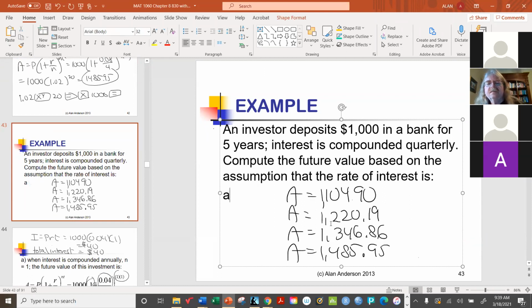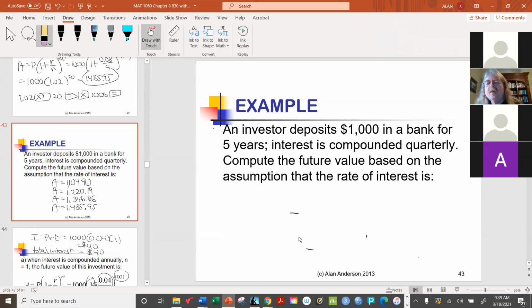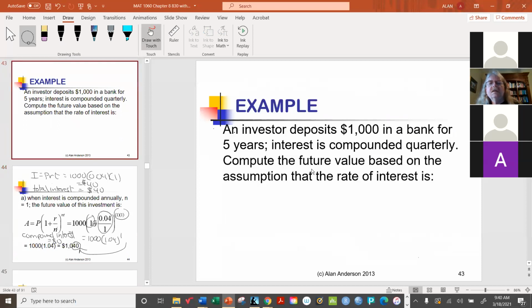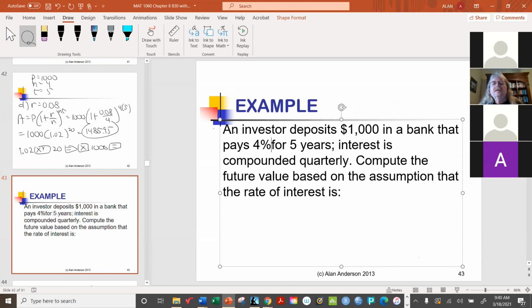All right, let's get rid of these. And I'm going to make a slight change to this. Then we can get even more practice, but we're going to see the impact of time this time. So let's assume that the $1,000, let's keep the compounding quarterly. It's still $1,000, but this time let's keep the rate at 4%. All right, it's being stubborn again. Hold on a second. There we go. So an investor deposits $1,000 in a bank that pays 4% compounded quarterly.